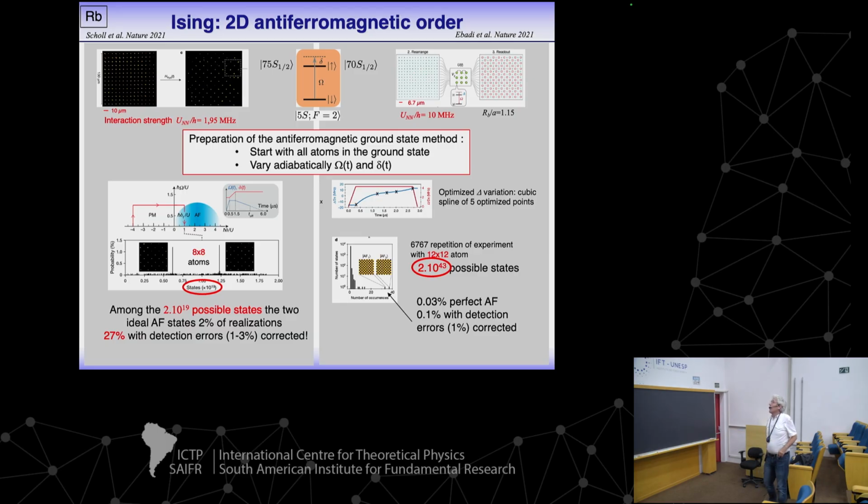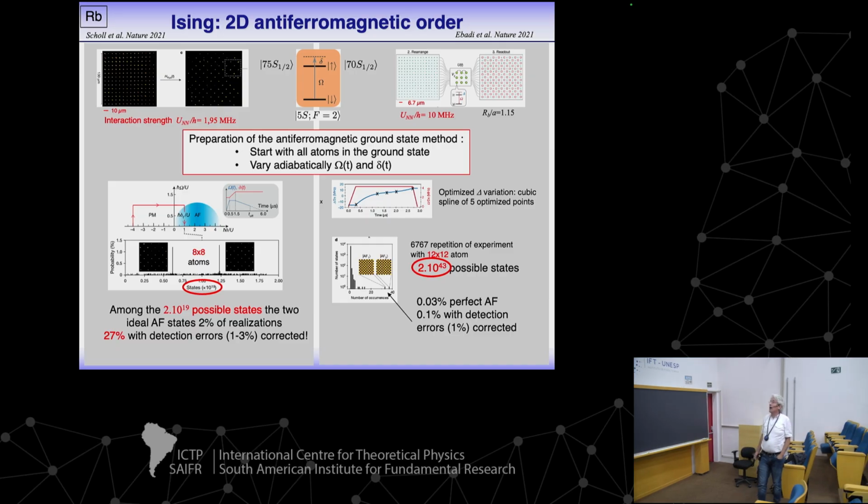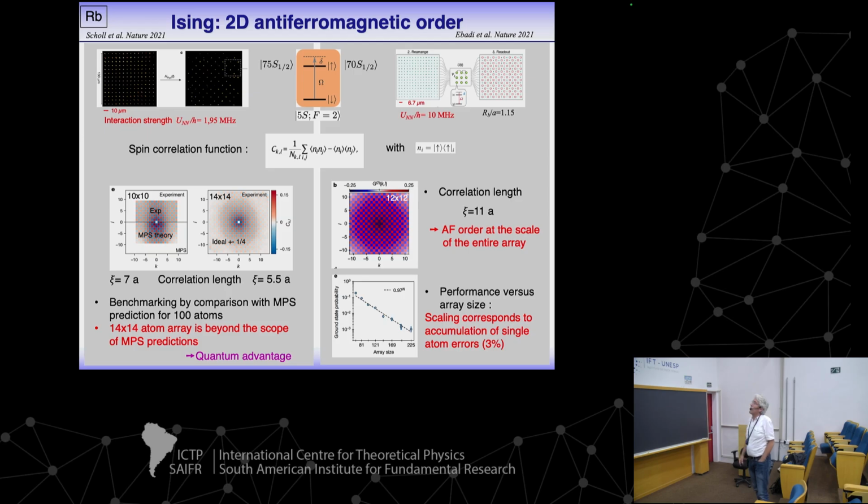So that's really a very prominent demonstration of the ability to manipulate now hundreds of atoms and to prepare with very high efficiency the ground state of this Ising Hamiltonian. Of course, this does not demonstrate new physics because this ground state is well known, so it's kind of a benchmark of the present experimental ability.